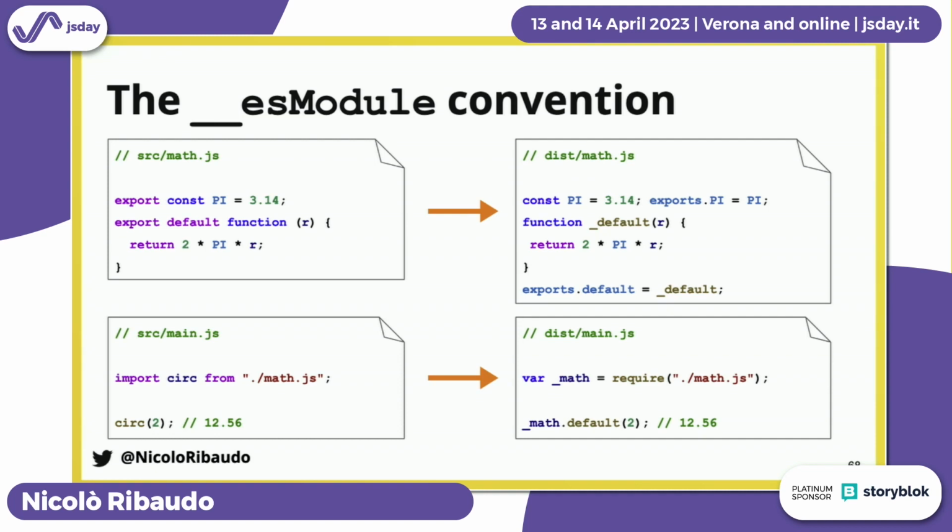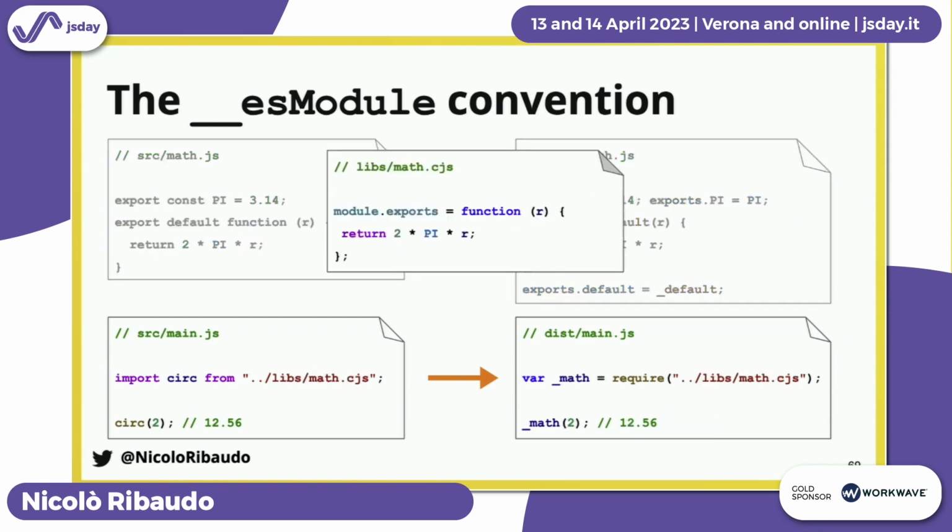How do we compile this to CommonJS? What all the compilers do is expose all the exported values as properties of the CommonJS exports object. So you can see on the right that in the first file we have exports.pi and exports.default. And when compiling an import, we require the compiled CommonJS file and just read the properties. So in this case, we call math.default because we want to call the default export.